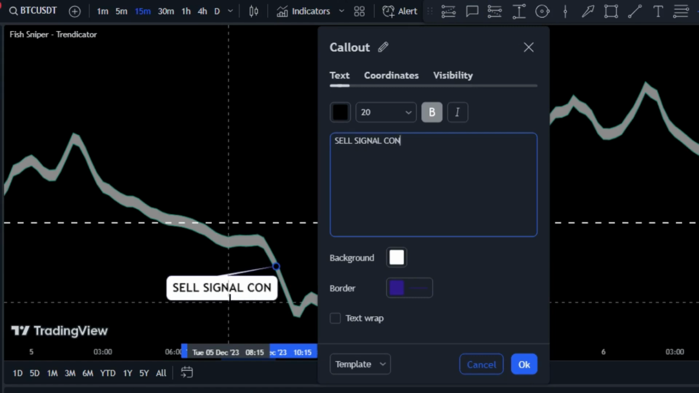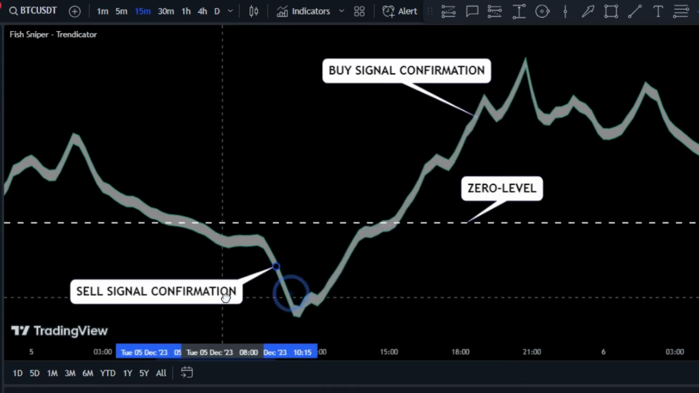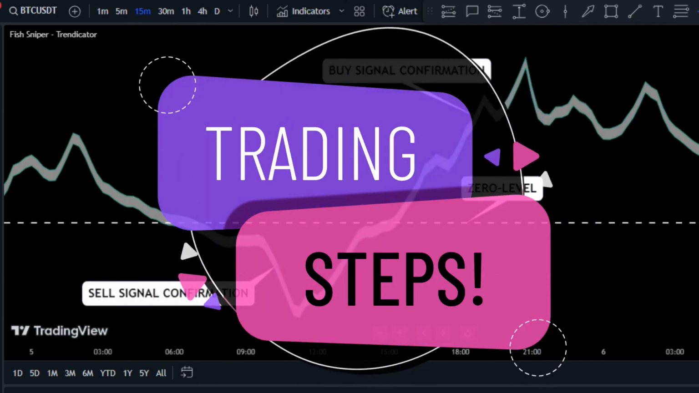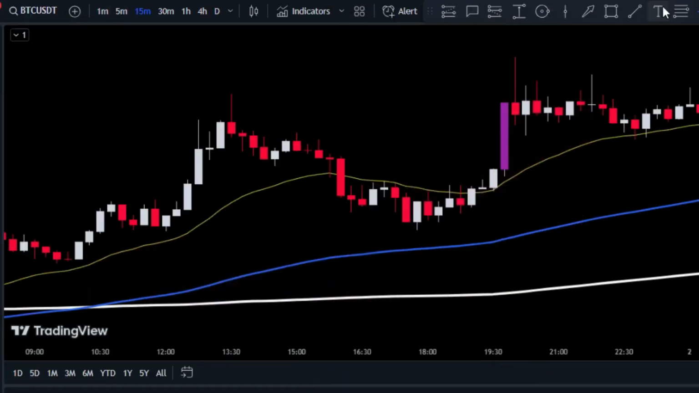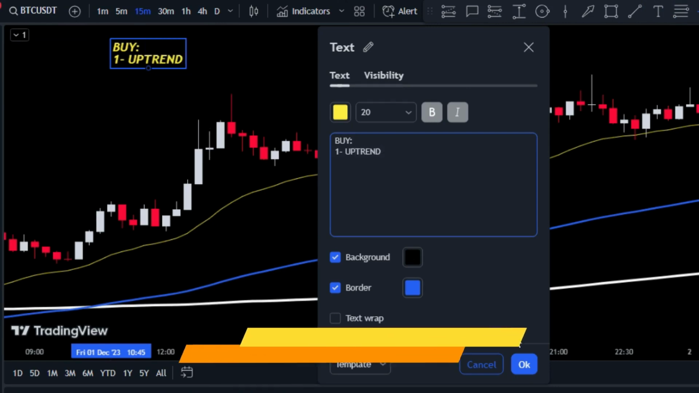With that in place, let's delve deeper into the specific rules that govern the initiation and conclusion of trades within this strategy. To successfully trade with this strategy, we need to follow 4 crucial steps. Let's break it down. Starting with a buy trade. The first step is to confirm that the trend is on the rise.